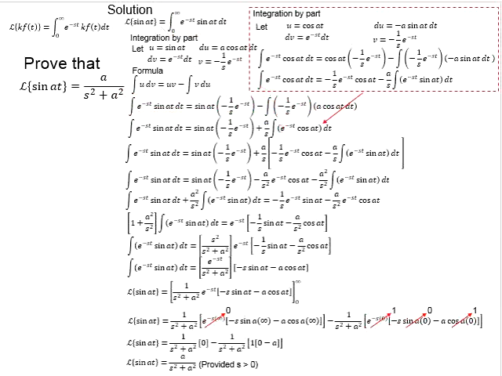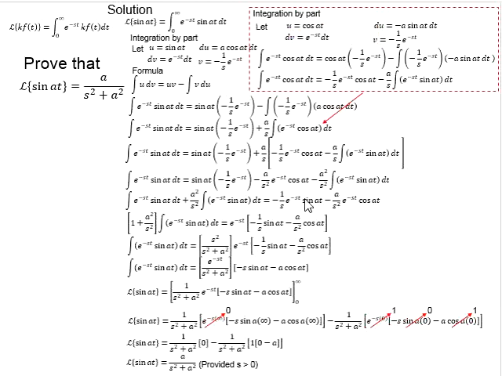From here, you will need to do one more step of integration. This can be rewritten in the form of this. And again, this is a multiplication of two functions. To solve the integration here, you will need to do the integration by parts again. Let u equals cos at, while the remaining will be the dv.